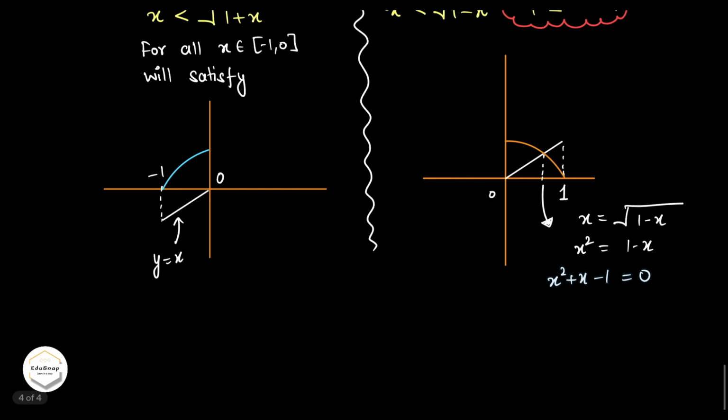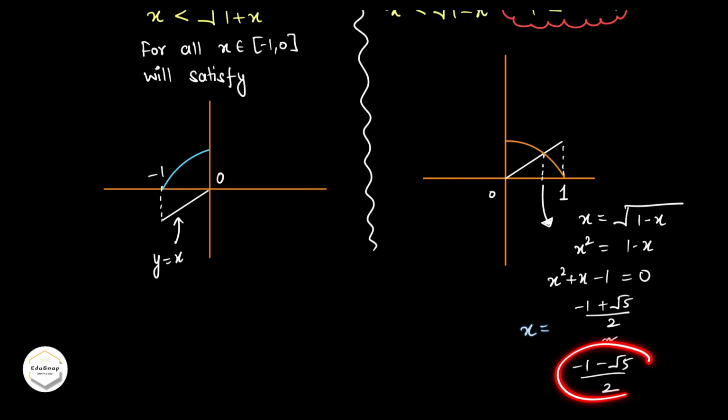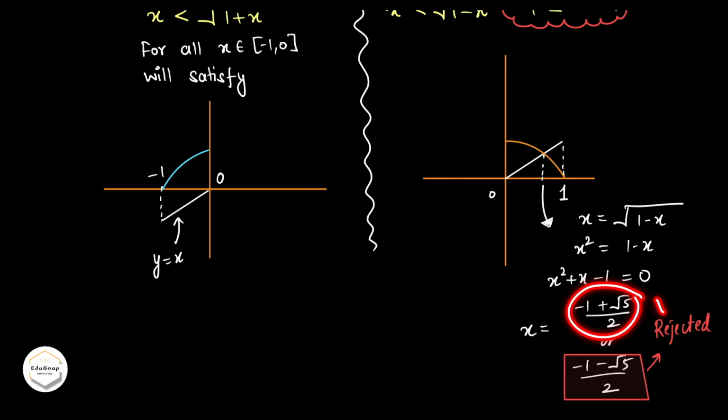Now we are going to find the roots here. So what are the roots of this equation? The first is (-1 plus root 5) by 2. The next one is this one. Now if you observe this part, it is going to be rejected. Why is it so? Because we are talking about x greater than or equal to 0 here. Now this value is negative, so it is going to be rejected. So from here we can say the point of intersection is going to be this one only.